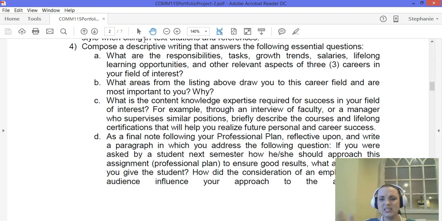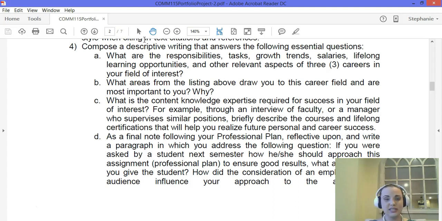So this is all information that you're going to have to research. You can't just say, well, I think this makes this amount. No, you're going to have to research these things. And that's the beauty of this assignment. Not only are we learning how to put our research skills into action to locate this material, but we're also learning about possible careers that we can enter as well, which is a wonderful thing. So that's what you're going to be really researching, these different things.